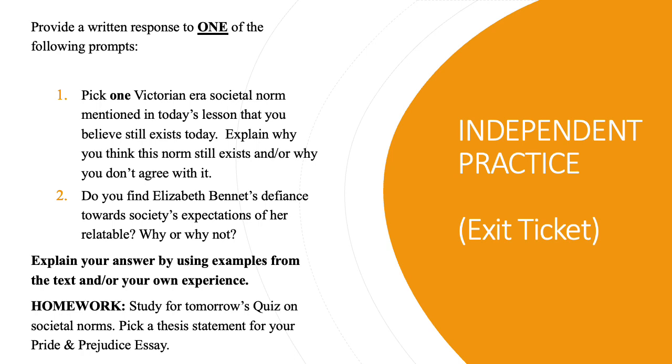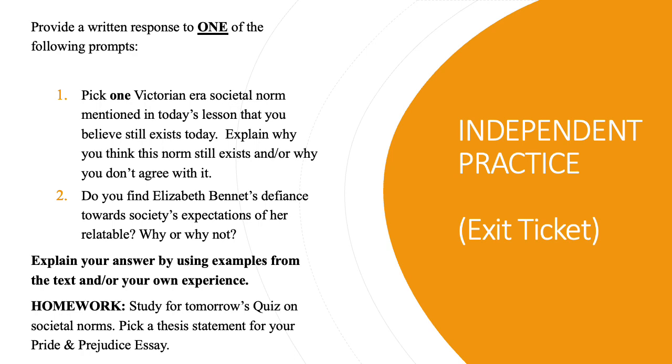Pick one Victorian-era societal norm mentioned in today's lesson that you believe still exists today. Explain why you think this norm still exists and/or why you don't agree with it. Or, do you find Elizabeth Bennet's defiance towards society's expectations of her relatable? Why or why not? Explain your answer by using examples from the text and your own experience.